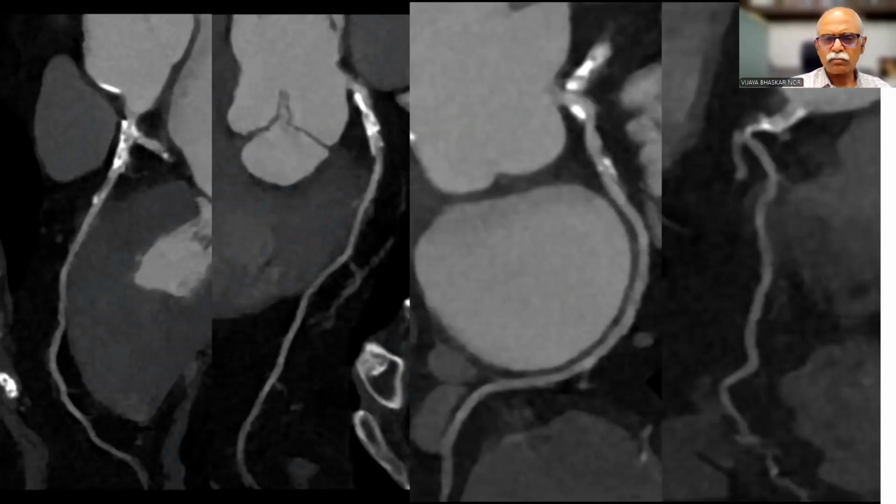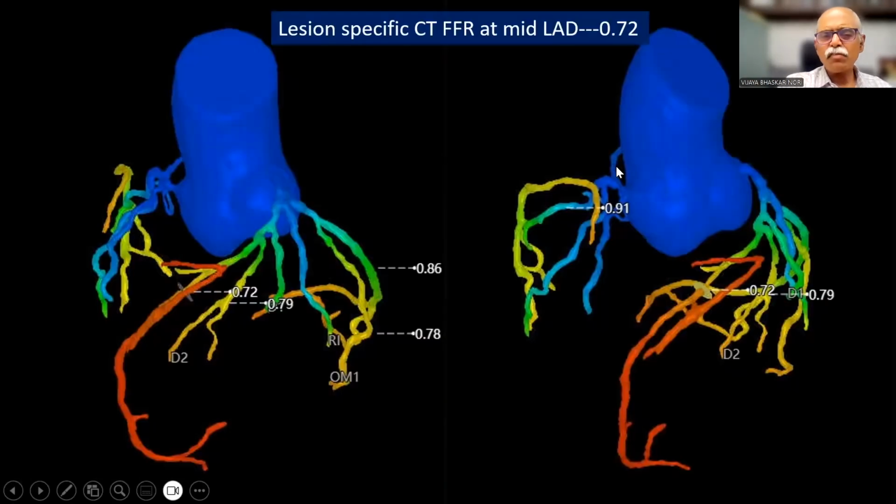Now, this individual has a moderate to severe calcific stenosis in ostioproximal LAD, then a borderline stenosis in proximal LCX. CTFFR was done and shows that there is significant ischemia, 0.72 in LAD, whereas in LCX it is 0.78 and 0.86. So in LCX it is borderline to normal, whereas in LAD it is definitely ischemia.